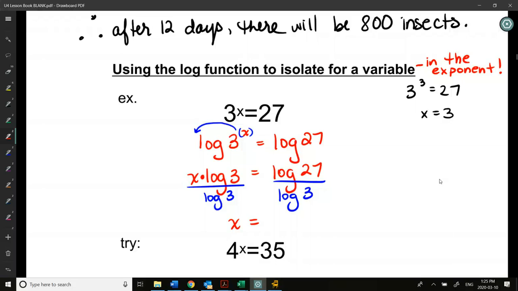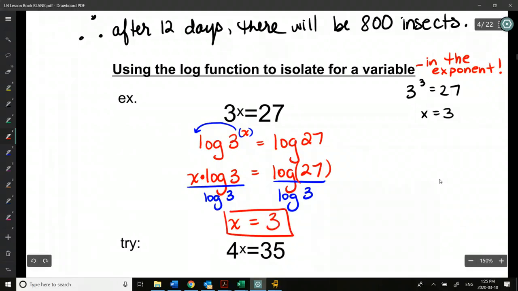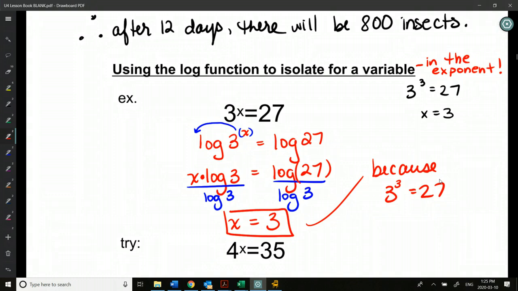Okay, so did everybody try this out on their calculator? You did log of 27. It will probably open a little bracket for you. You close the bracket, and you should get 3. Okay, and that's because 3 to the exponent 3 equals 27. So the log function can help us find exponents if they're unknown. It will help us isolate for the exponent.